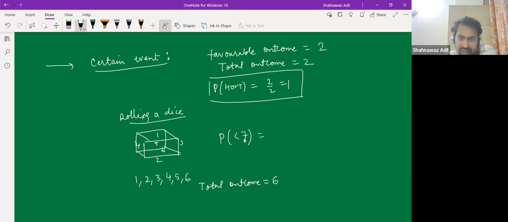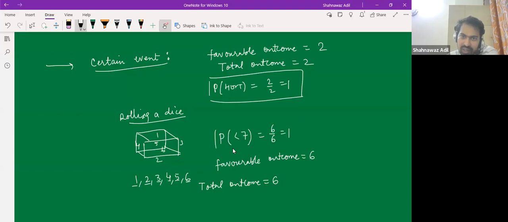And the probability that I get less than seven. So this is one, this is two, this is three, this is four, this is five, this is six. So the favorable outcome is how much? This is also six. So the probability of getting less than seven is six by six, which is one. So this is a certain event, right? Whenever I roll a dice, I will certainly get a number which is less than seven, right? Is this clear?